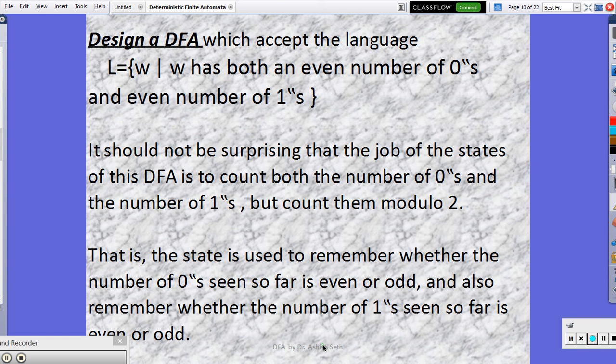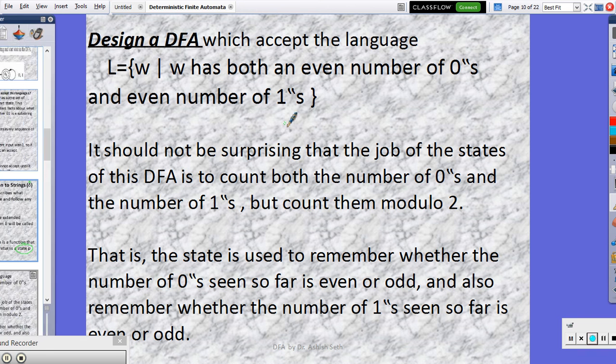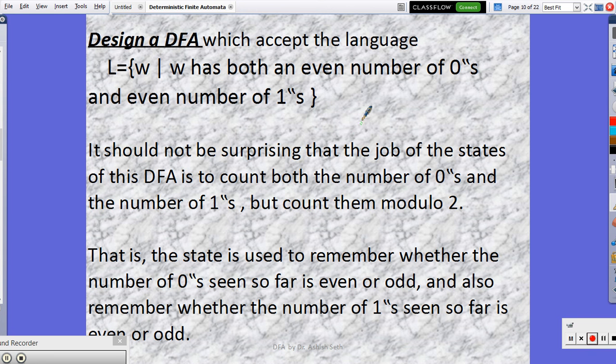There is no restriction on position, meaning they can occur anywhere, even in the middle. No constraints are given regarding the position, but it is said that the string contains an even number of zeros and ones. For example, 0 1 0 1 is acceptable because we have two zeros and two ones. Or 1 1 0 0 1 1 is also acceptable because we have four ones and two zeros, both are even.